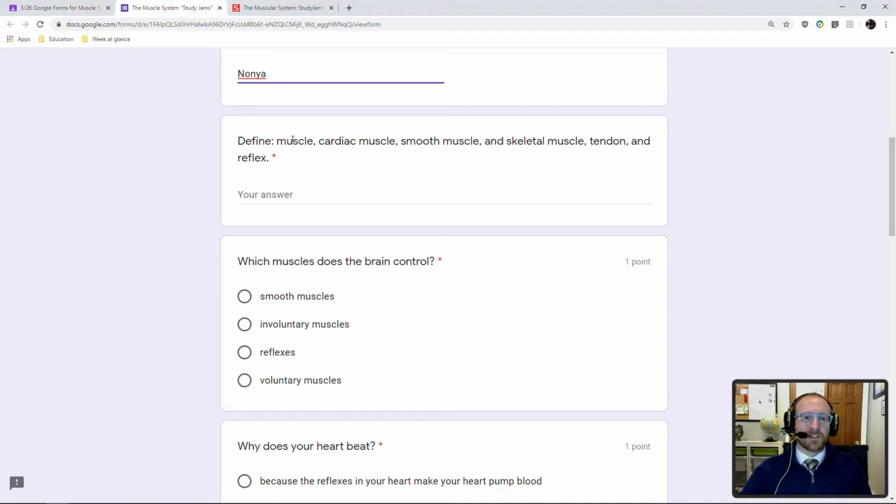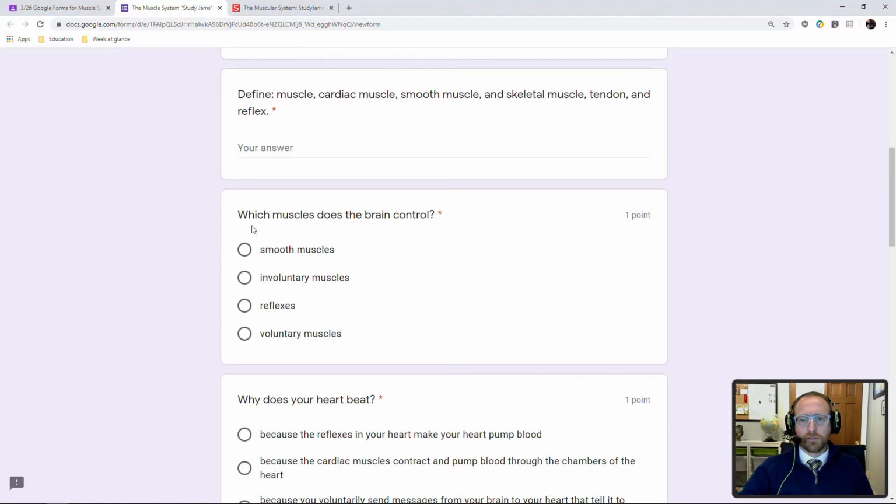Here are the definitions: muscle, cardiac muscle, smooth muscle, skeletal muscle, tendon, and reflex. We started last time we did science by doing these definitions. I'm going to do those last this time. I'm going to put those aside. We can do that in a Google Meet. For the video, let's look at the multiple choice.